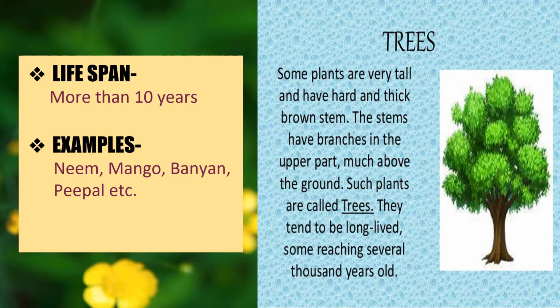Trees are tall and large plants with hard and woody stems. They have one main stem called trunk. The branches arise after reaching a certain height, and these trees survive for more than 10 years. They are long-lived and some even reach thousands of years. Examples of trees are neem, mango, banyan, peepal, coconut, jamun, guava, etc.